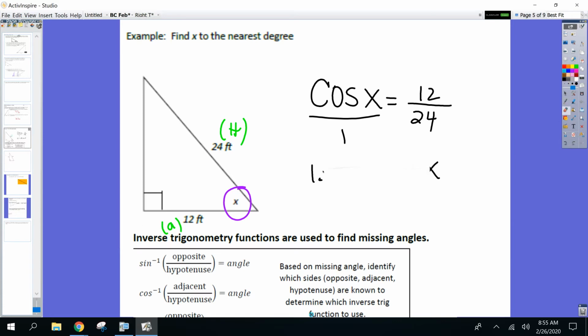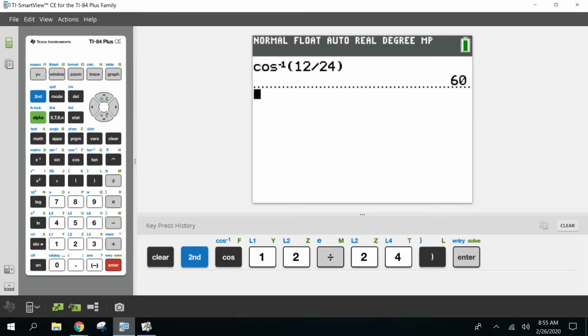So instead, I don't want to cross multiply. What I want to use instead is a new button on the calculator. When I'm finding an angle measure, I want to start using the inverse buttons. Everyone see above sine, cosine, and tangent, you have sine to the -1, cosine to the -1, and tangent to the -1. Those are called the inverses.